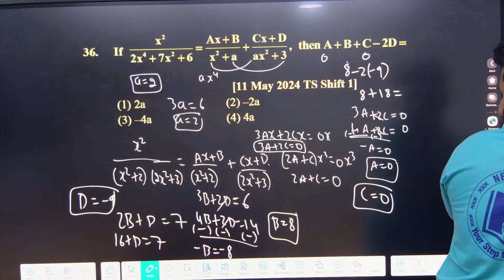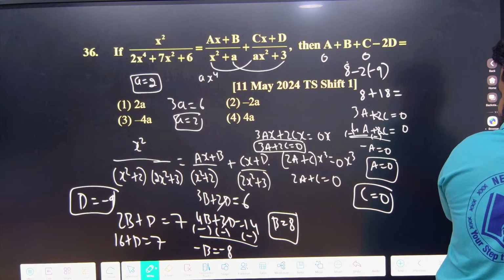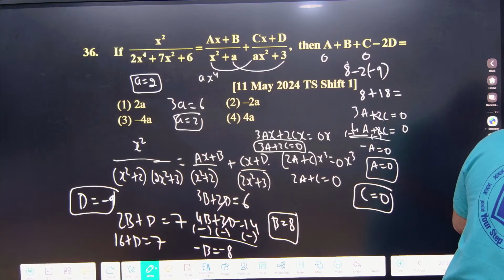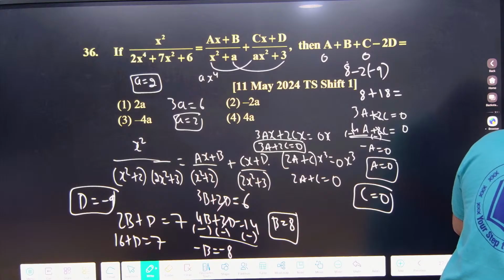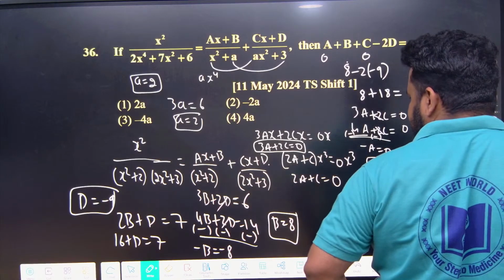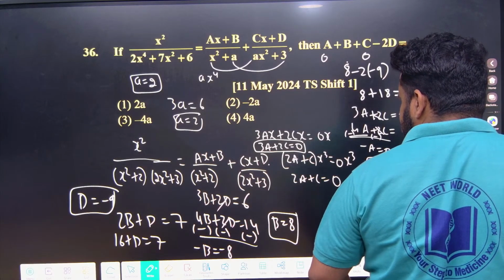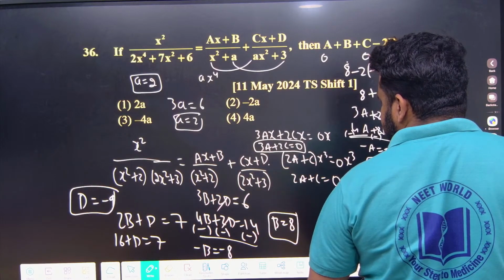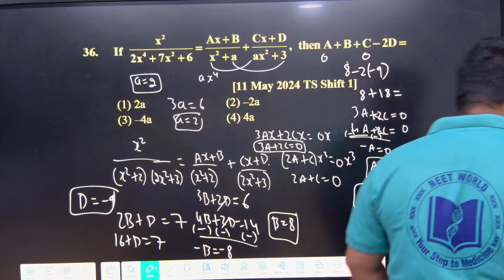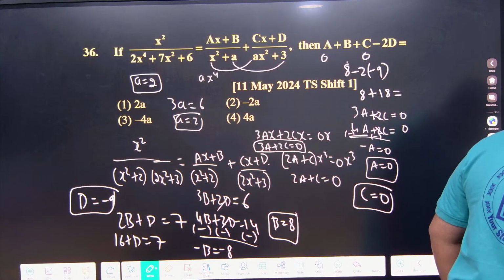3b plus 2d is equal to what? 3b plus 2d is equal to 0. 4b plus 2d, where is the 4 coming from? 2b plus d is equal to 1.